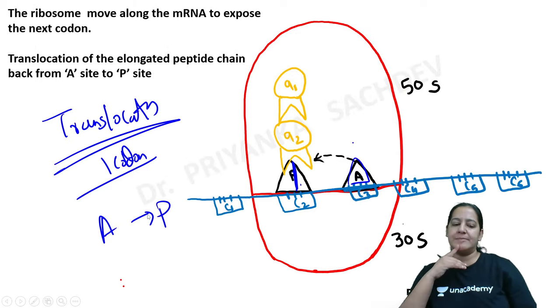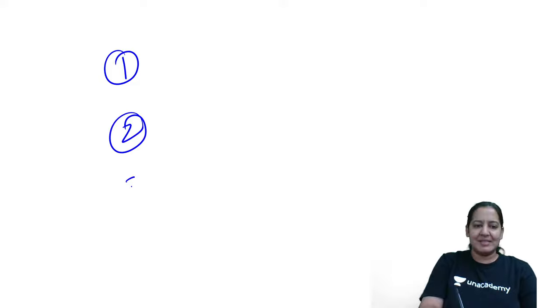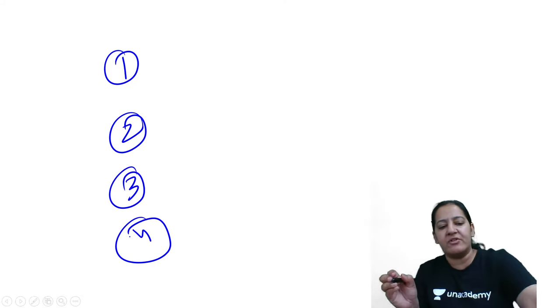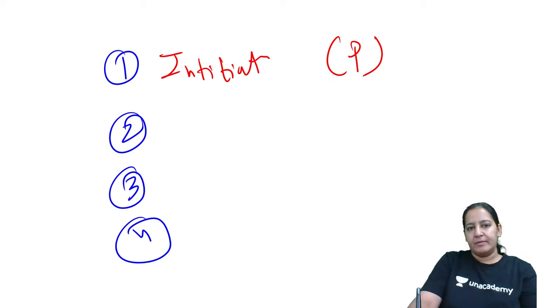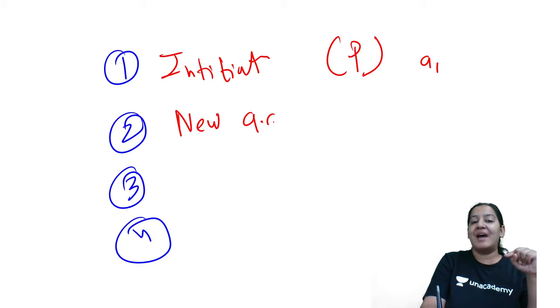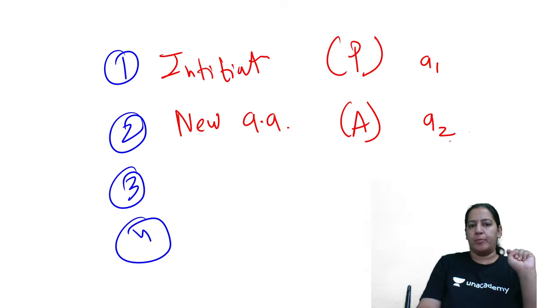So what are the 4 steps? Can someone summarize? Then I will start the antibiotics. What are the 4 steps of translation? The first step is always initiation. Initiation takes place at the P window. That is, the first A1 will come at the P window. Then the second step is the coming of the new aminoacyl tRNA at the A window. So step number 2 takes place at the A window. That is, A2 will come at the A window.